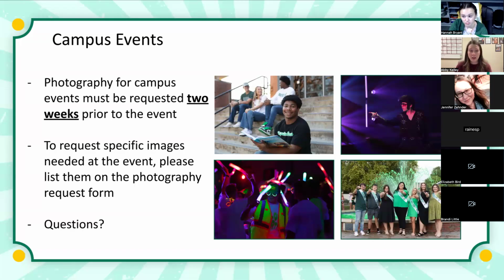And then also, whenever you have an event, if there's any specific imagery you're wanting at the event, please list that on the photography request form. A lot of times I will show up at an event and get asked to do a special thing that we had not discussed ahead of time. Most of the time we're able to accommodate that, but sometimes we're not, depending on what the specific imagery request is. So make sure to let us know, because sometimes we may have to leave before the event is over, and so we're not able to accommodate it if we don't know about it ahead of time.